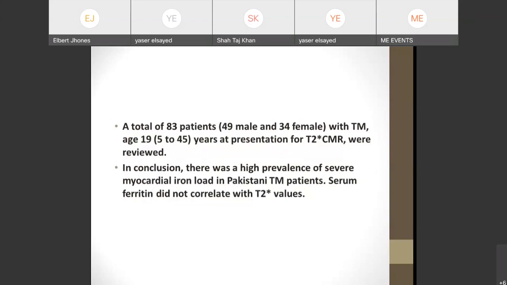The conclusion was that there was a high prevalence of severe myocardial iron overload in these patients, and that serum ferritin did not correlate with T2 star. That was the very important finding because it is the serum ferritin that is usually done regularly, and this T2 star MRI is present only in very specialized centers. So most of our patients do not have the capability of reaching these places easily.